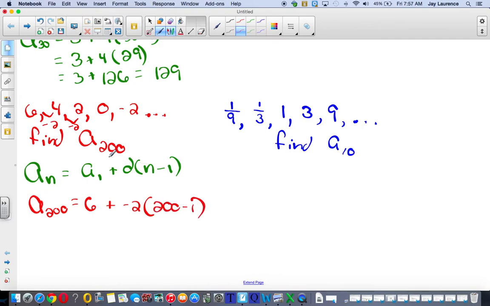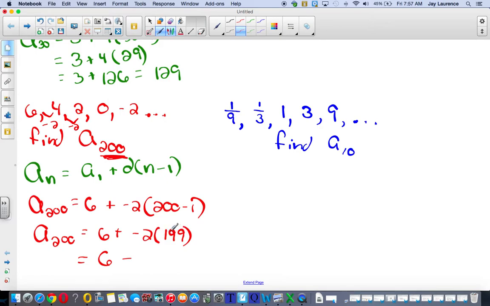And then I'm going to have 200 minus 1. Where did I get the 200 from? Because this is sitting in nth position, so that would be 200 minus 1. All right, so a sub 200 is going to equal 6 plus negative 2 times the quantity of 199. Follow the order of operations, super duper important. Okay, I'm going to drop that plus out of there because it's unnecessary.